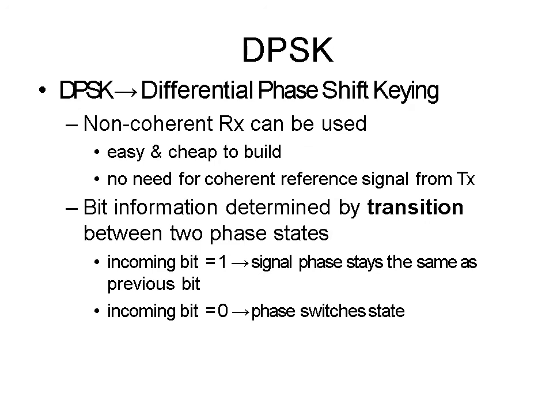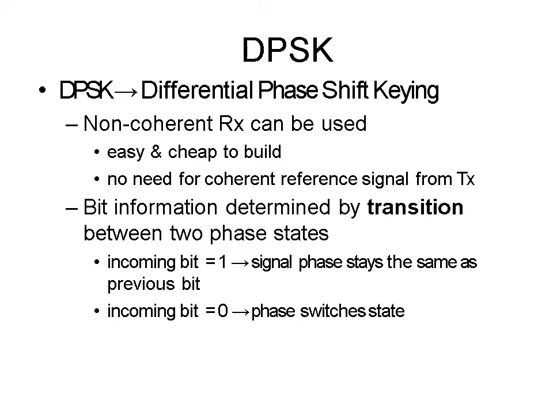So next we are going to see the DPSK, differential phase shift keying. Here a non-coherent receiver can be used, which will be easy and cheap to build. There is no need for a coherent reference signal from the transmitter.